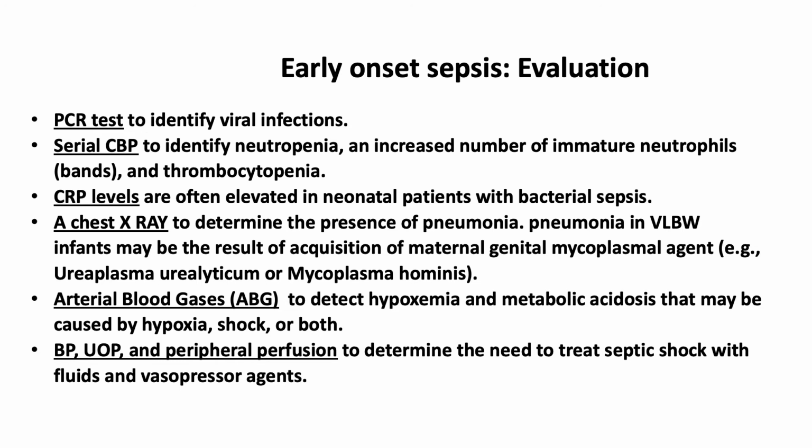Pneumonia in low birth weight infants may be the result of acquisition from the maternal genitourinary tract, like Mycoplasma pneumoniae, Ureaplasma urealyticum, Mycoplasma hominis. Arterial blood gas to detect hypoxemia and metabolic acidosis that may be caused by hypoxia, shock, or both of them. Blood pressure, urine output, peripheral perfusion to determine the need to treat specific shock with fluids and vasopressor agents.